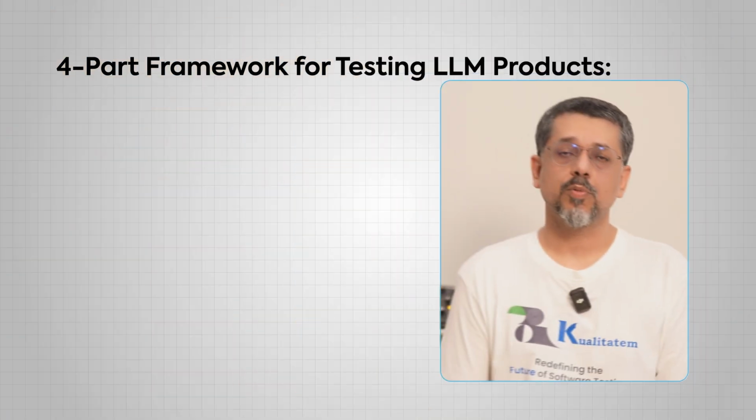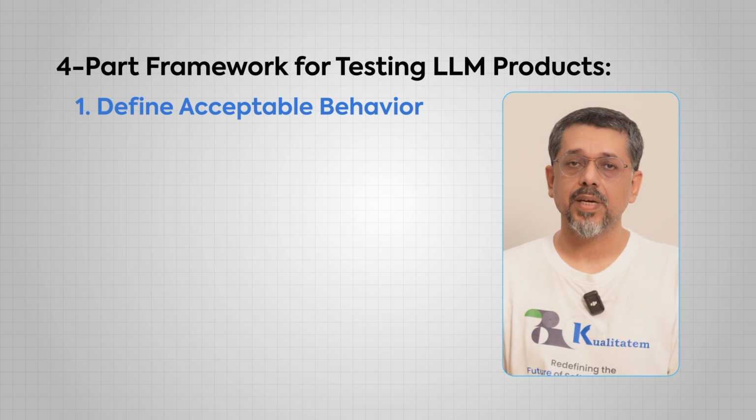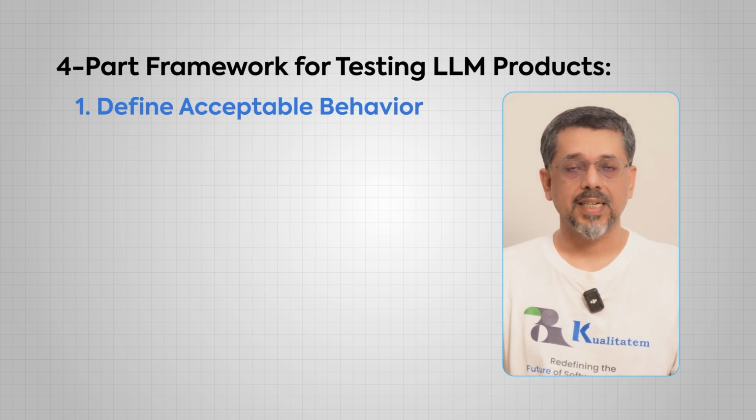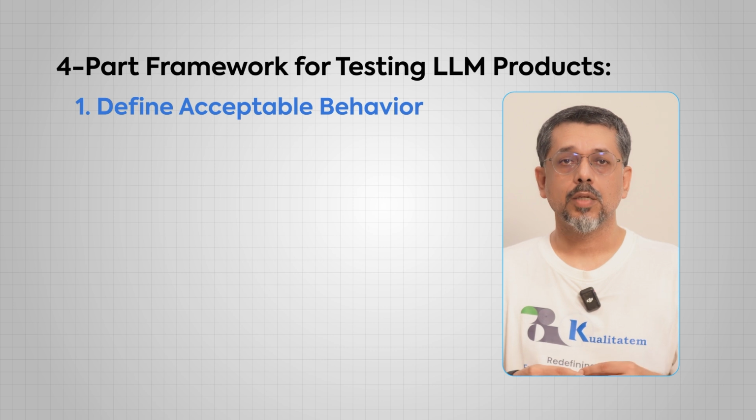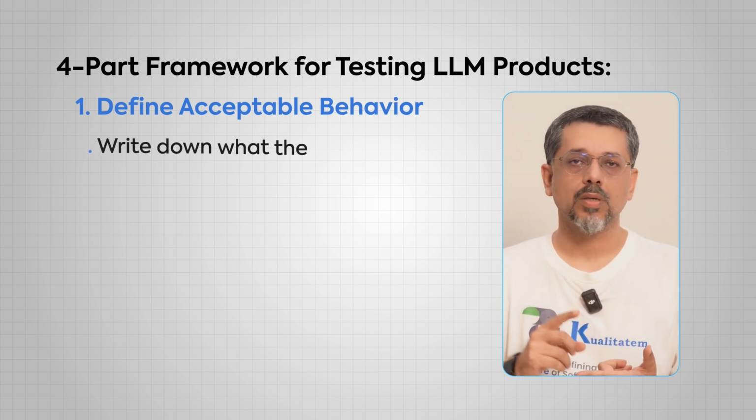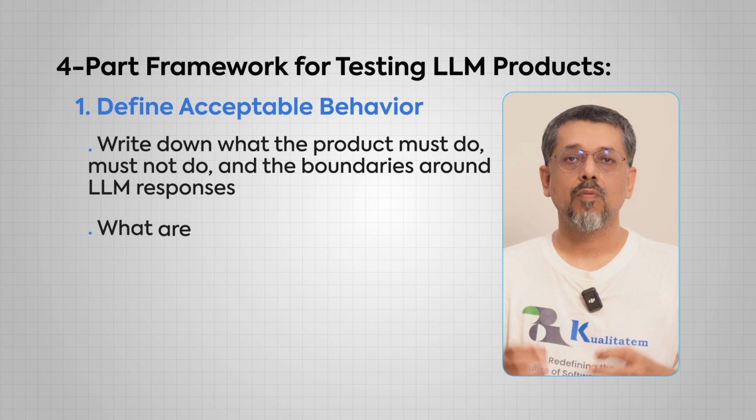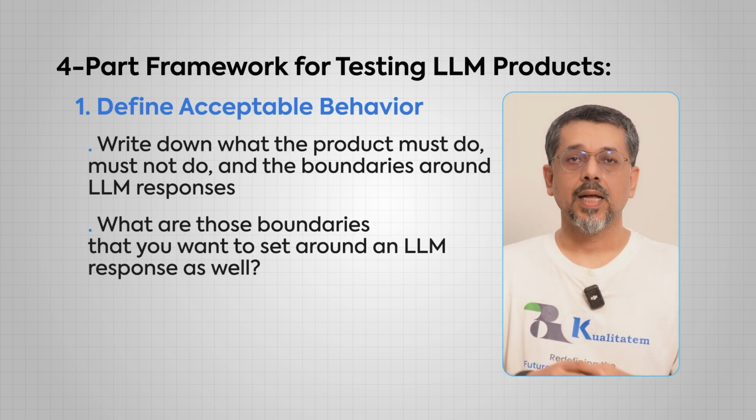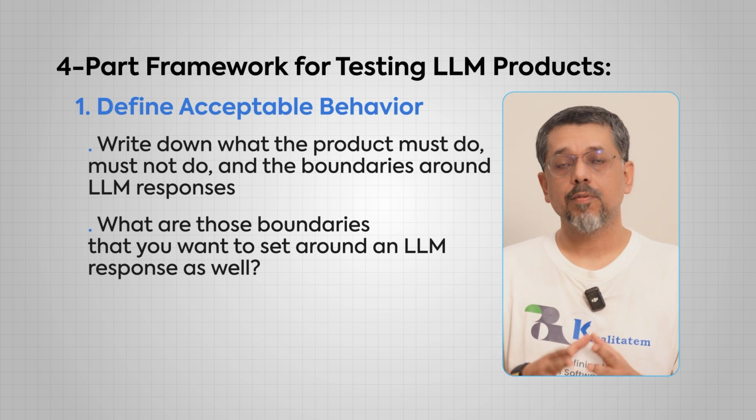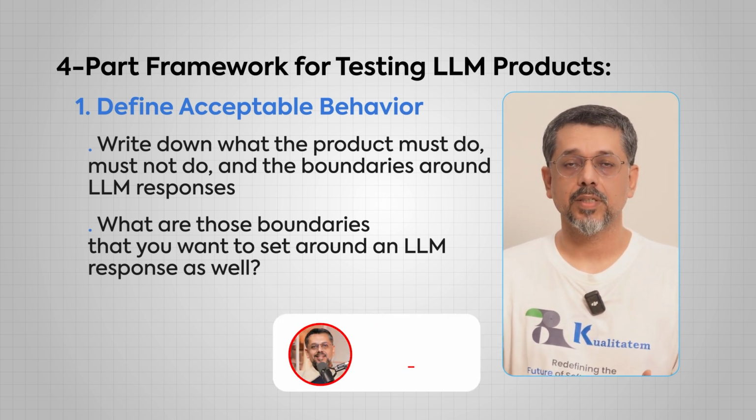So, what's the number one thing? The number one point is that you need to define an acceptable behavior in writing. It doesn't have to be exact answers, but you need to define certain rules. For example, what the product must do when the LLM responds, what it must not be doing. What are those boundaries that you want to set around an LLM response as well? If it is not written down, you will never be able to test it properly, and hence traceability will not be there in the first place.